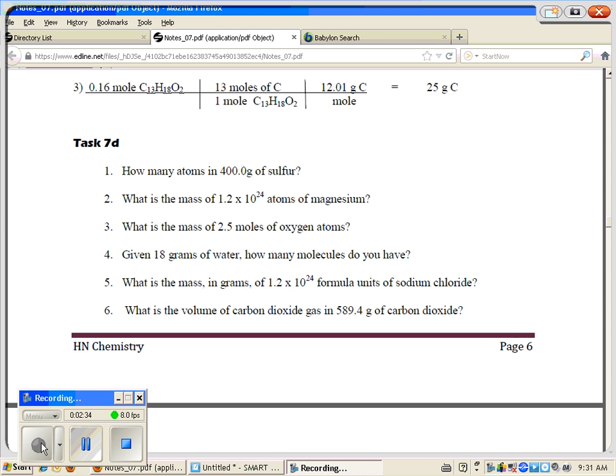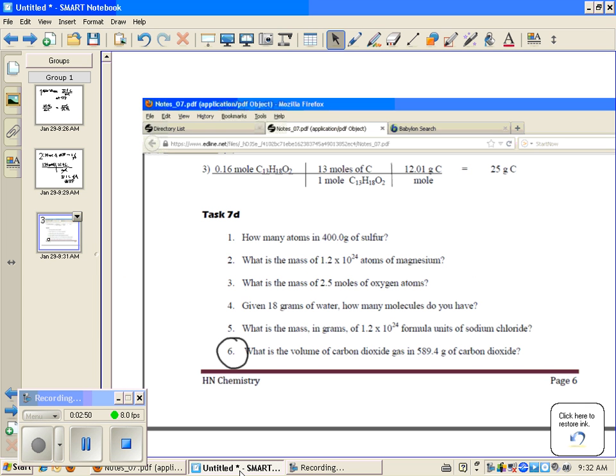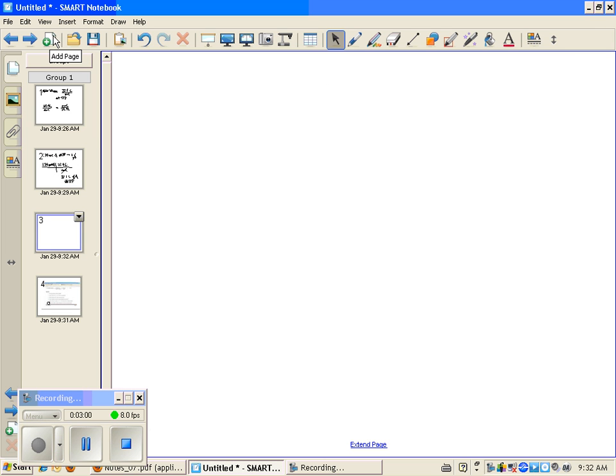Okay, what we're going to do then is try to do number 6. I hope this records right, I don't know. But we've got 589.4 grams of carbon dioxide.